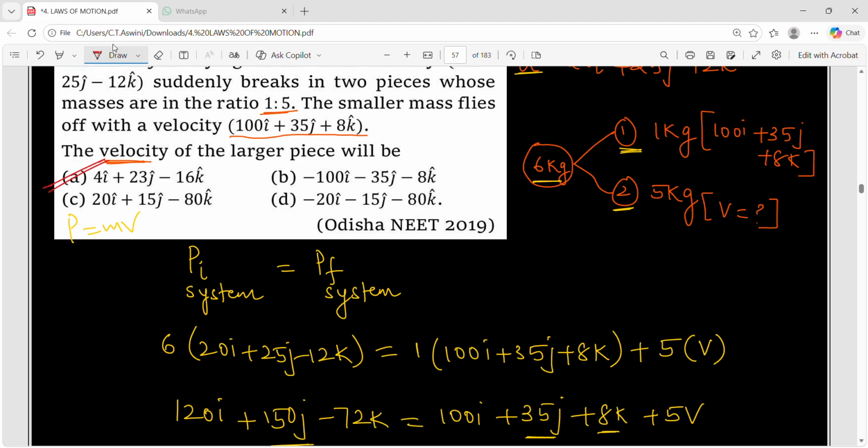Any difficulty? So just remember this concept. For the whole system, the linear momentum remains conserved. Initial momentum is equal to final momentum.